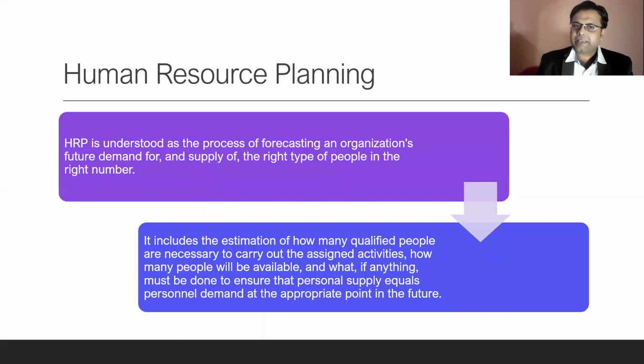So human resource planning is understood as a process of forecasting an organization's future demand for and supply of the right people in the right number, right kind of people in the right number. The simple concept of human resource planning is we need to understand what would be my human resource requirement in future. Say for example, we are now in August 2021. We need to understand from January 2021 what number of human resources would be required with what kind of skill sets, right?